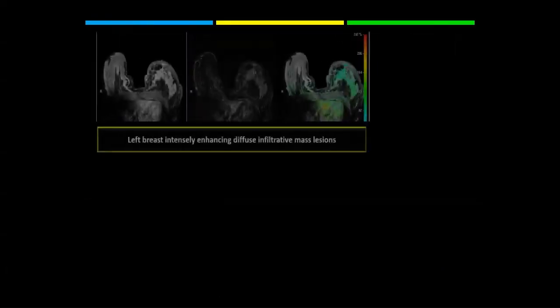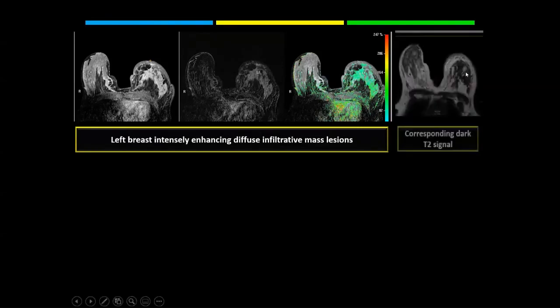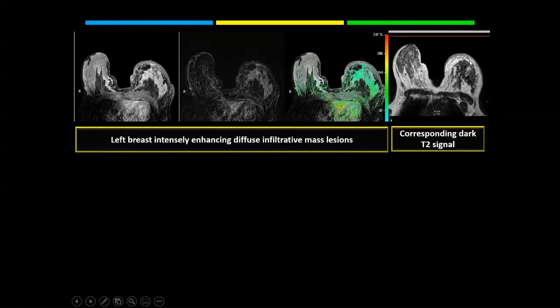They looked pathological. And she was sent for an MRI examination, which showed diffuse regional non-mass enhancement in the left breast with overlying skin thickening. And this was the corresponding T2 weighted image, which showed interstitial edema together with a corresponding dark T2 signal to the same area showing contrast uptake.